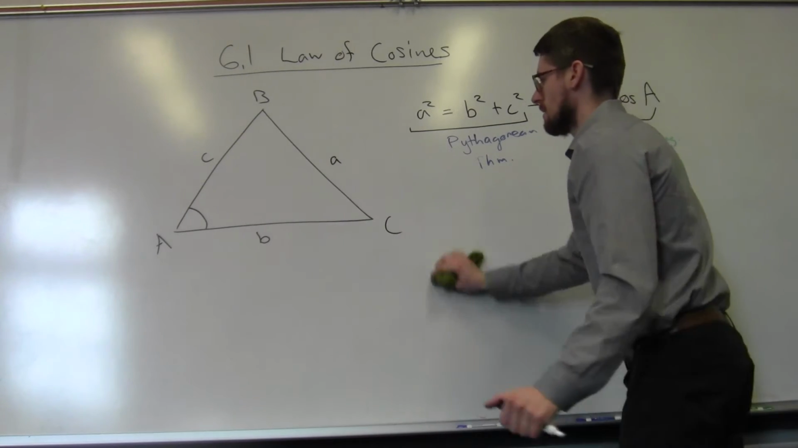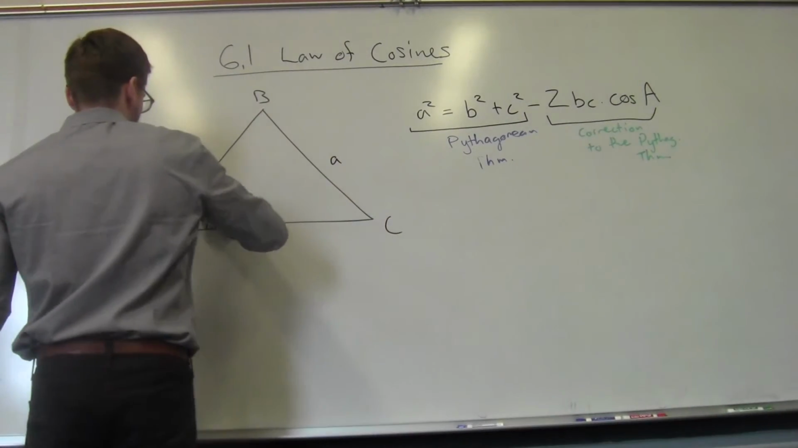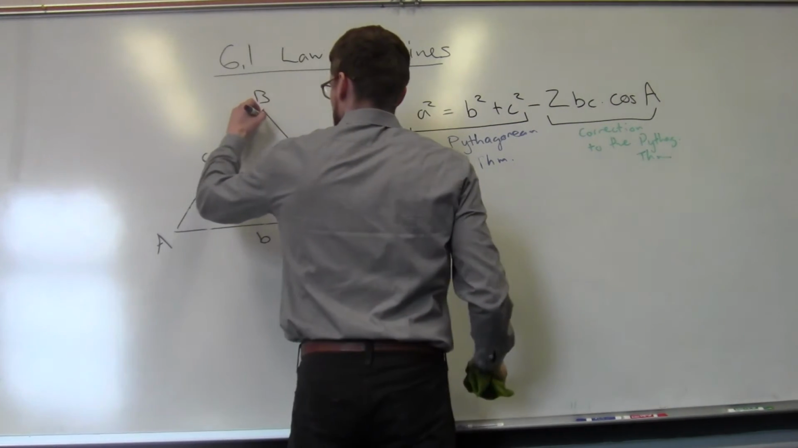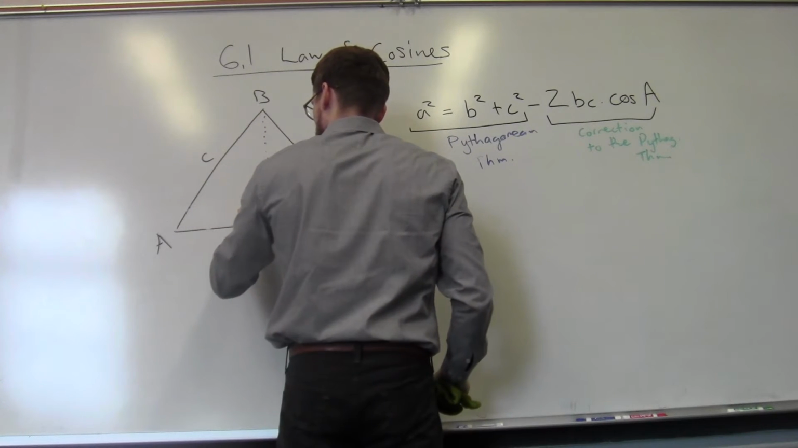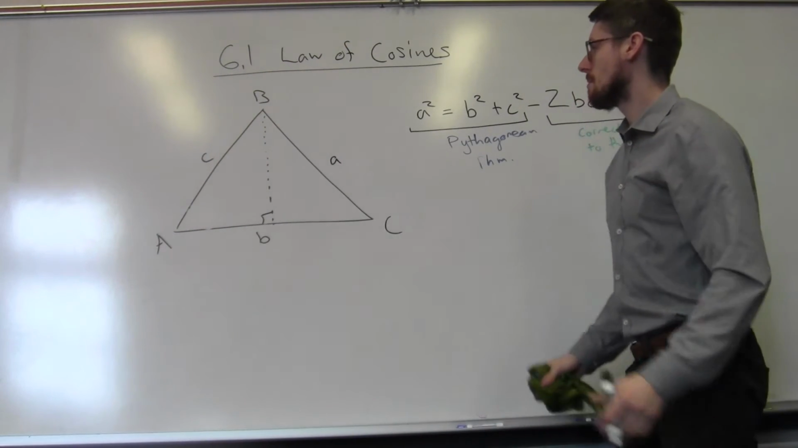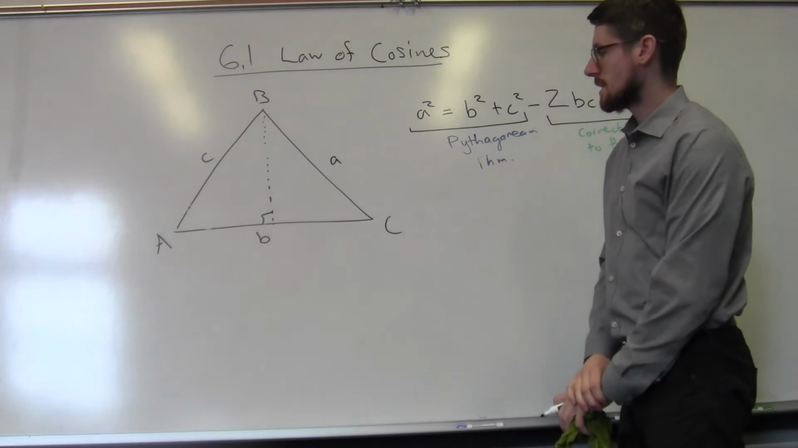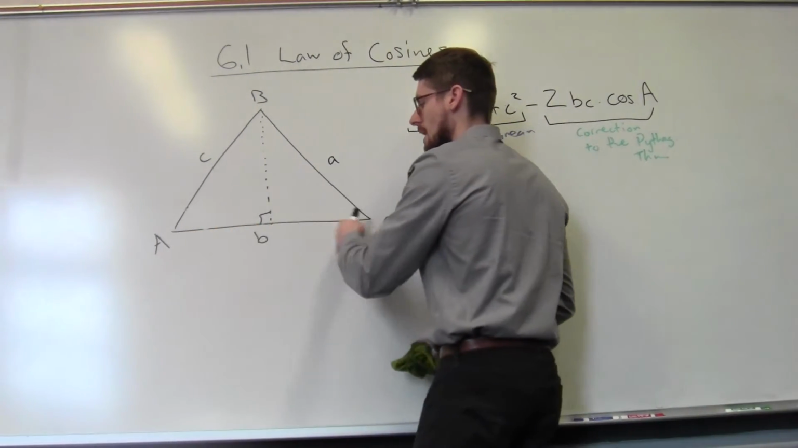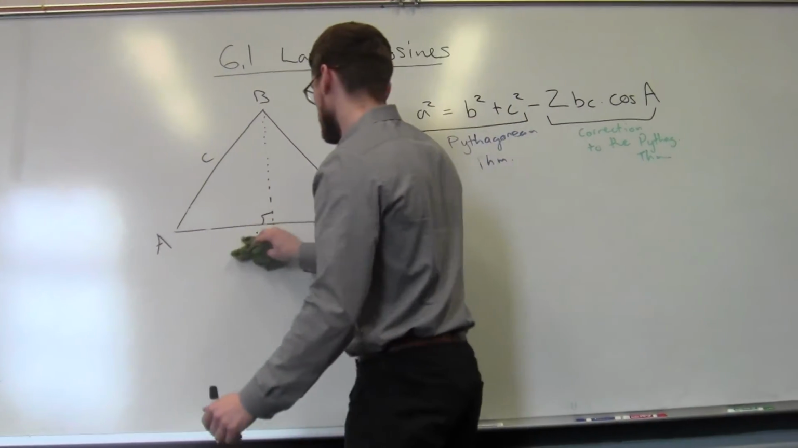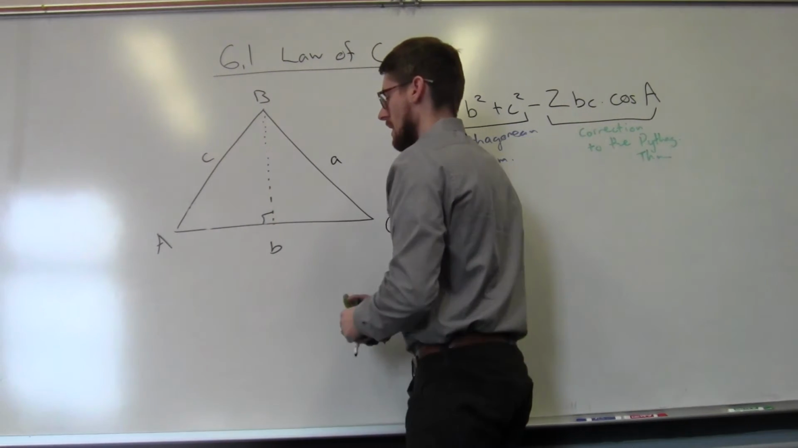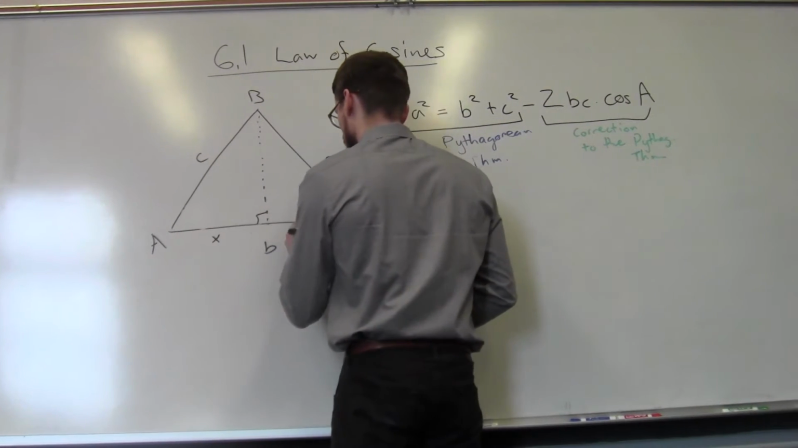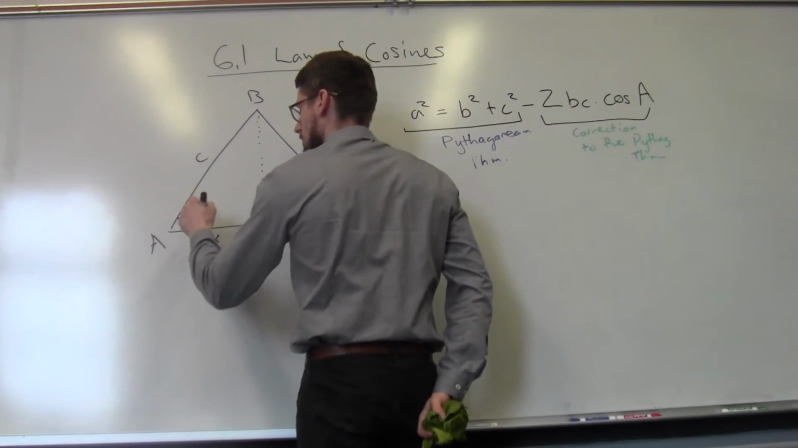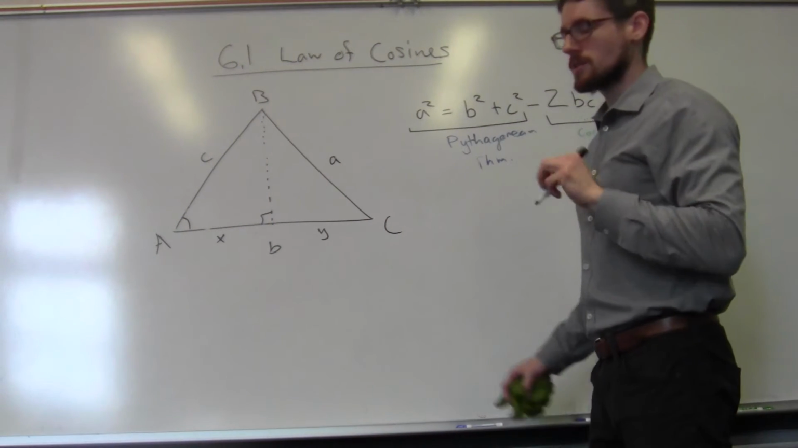So the first step is to draw in a perpendicular segment, basically the altitude of the triangle from B down to side AC. So what we did was we broke up this side into two segments, and I can give them names, x and y. And remember, I'm under the impression that I know what this angle is. I know how large the angle A is.